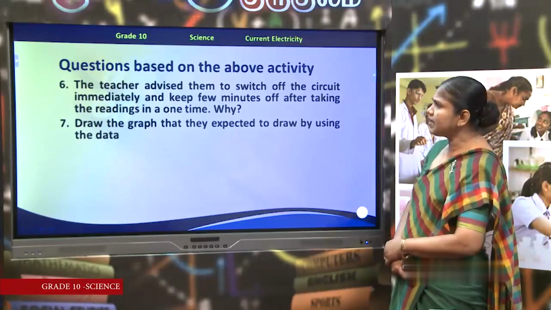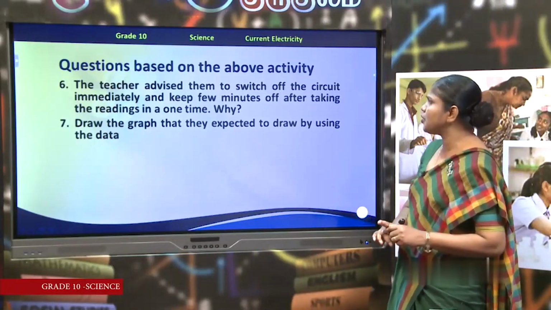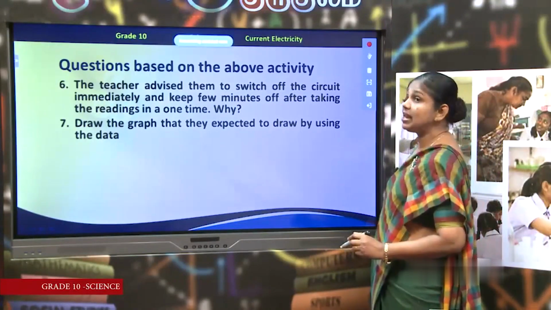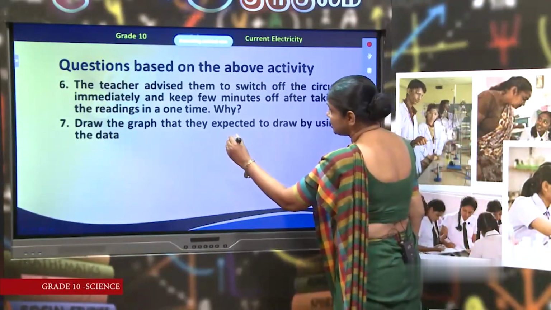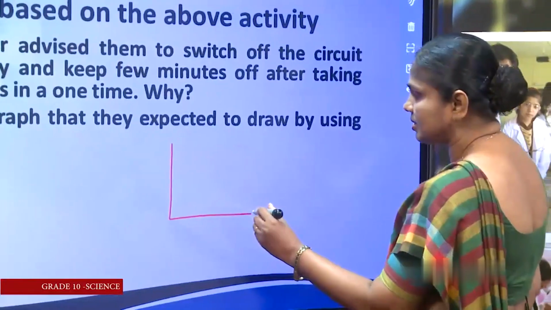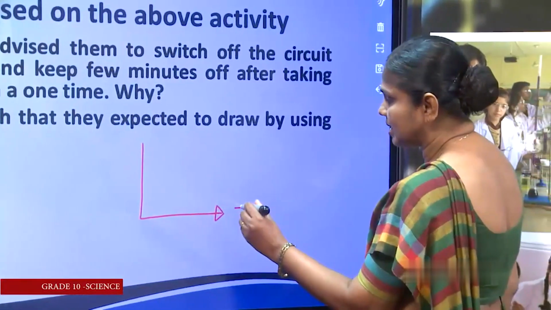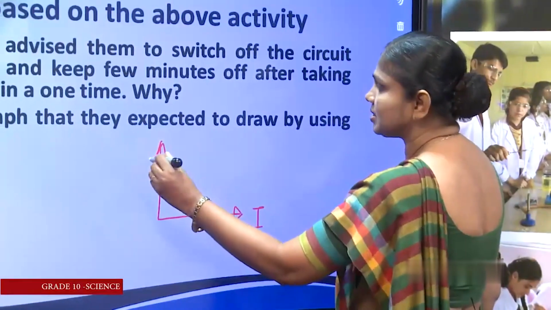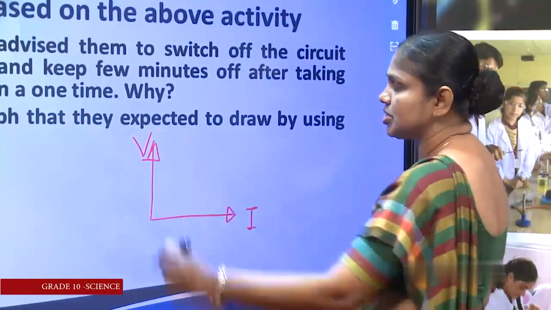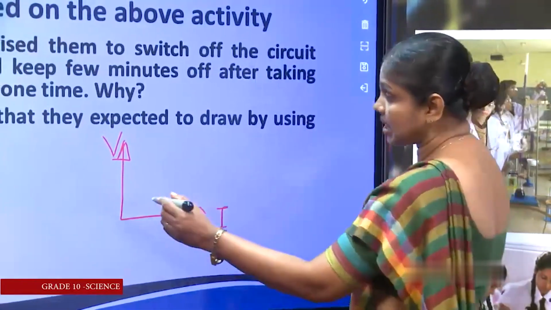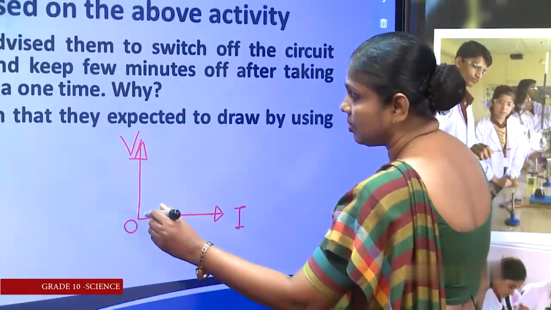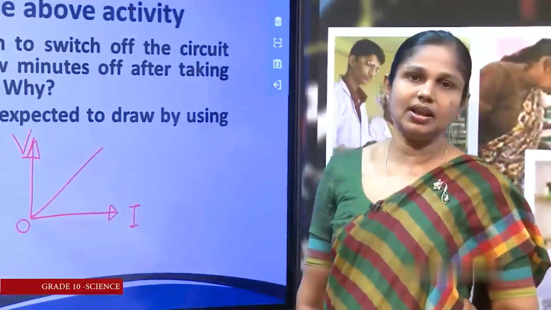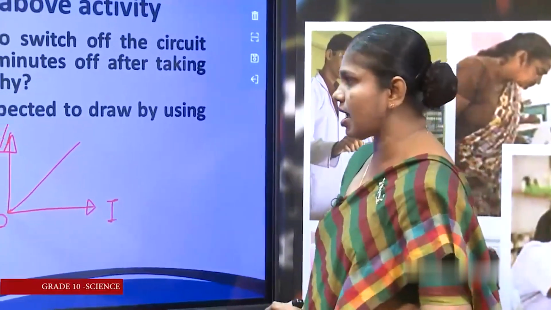Draw the graph that they expected to draw by using the data. What is the graph? We learned, children. This is the graph, right? Here to the x-axis, I, current flow, to the y-axis, V, potential difference. When the data are plotted, we got a straight line that goes through the origin like this. This is the graph, right?